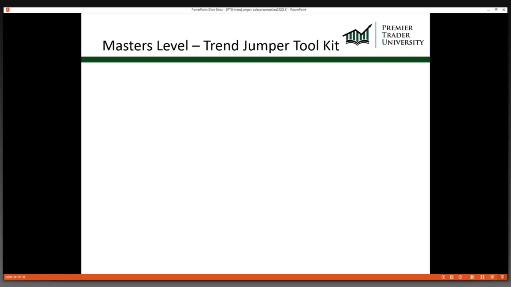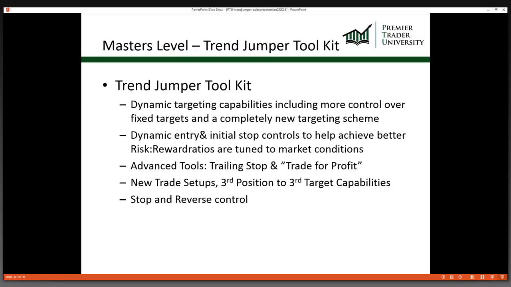So now that we've done the undergraduate, and we've done the graduate, now we move into what we call the master's level. And this is the first time nobody's ever seen some of these features. This is what Troy was referring to, the brand new Trend Jumper Toolkit. And you can see some of the things on the screen here. Maybe Troy, just briefly take them through some of these features here.